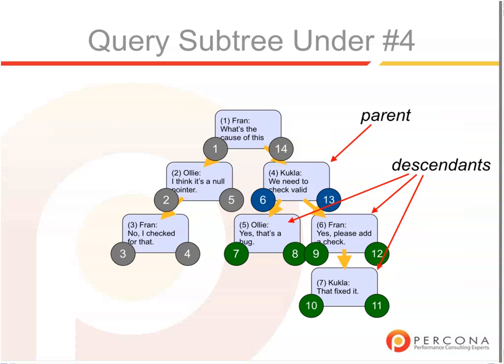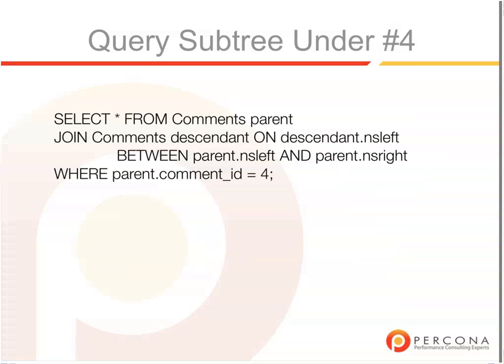The other way is to query descendants, a subtree under a given node. If we want to check node number 4, Kukla, we need to check valid input and get the ones that are below it. It's simply the nodes that have numbers between the numbers used by the root of that subtree that we're looking for. And this is what that SQL looks like. So, fairly simple SQL.